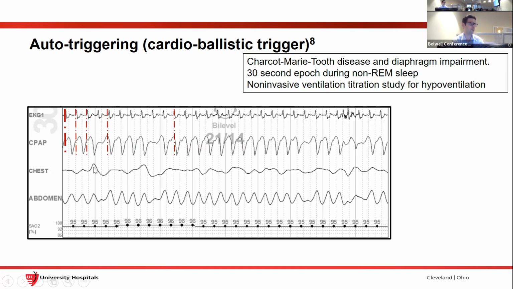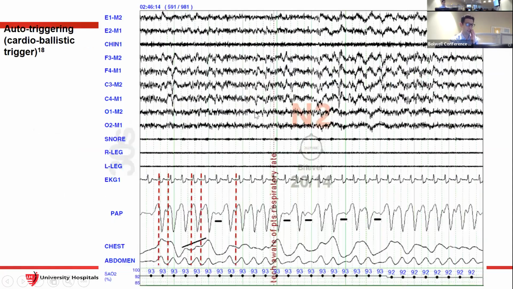Here, you'll notice the chest goes up a little bit, and that's dynamic hyperinflation. For the pulmonologist, it leads to auto-PEEP and then difficulty in triggering. So you don't see that trigger over here, but then when the chest goes down, it resumes cardioballistic triggering. So this is called cardioballistic triggering or auto-triggering. You might see that term raised.